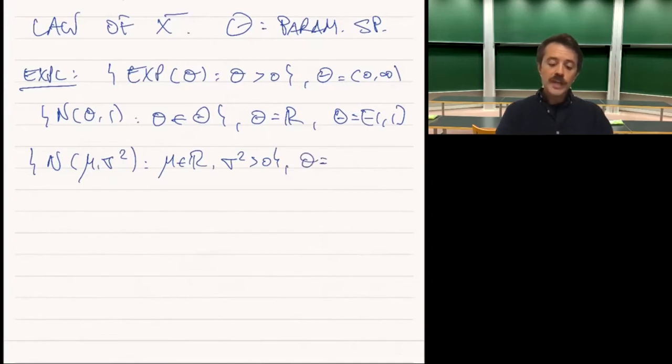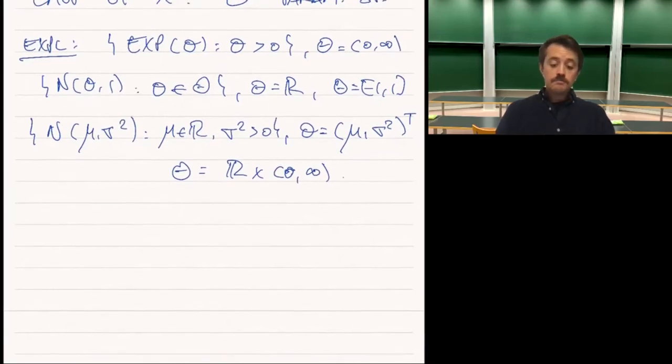And so what we have really is that the parameter is this vector, and the parameter space is simply the product of these two sets, right? Okay, good.